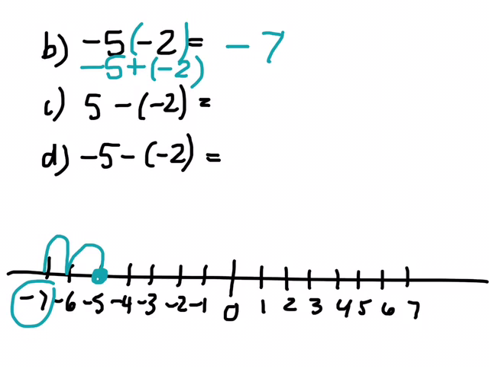Okay, for the next one, we start at 5. That's easy. We start at 5. If you're taking away a negative, what happens when we are taking away a negative? What does this become? A negative and a negative becomes positive. So we're actually just adding 2. Pretty straightforward. What's 5 plus 2? 7. Good. Okay, and the last one is very similar.